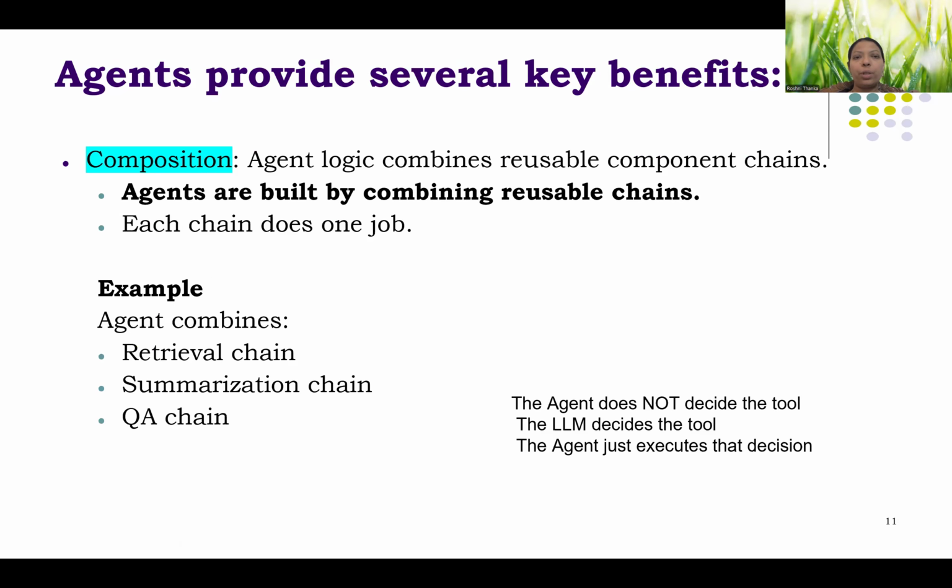The next key benefit is composition. The agent knows how to combine or reuse the chains. Chains means a bigger task is split into small subtasks. The agent knows how to reuse or combine the different chains to give better results. So agents are built by combining reusable chains, where each chain does one task. For example, the agent will combine a retrieval chain, then a summarization chain, then a question answer chain. Like that, it knows how to do different compositions of these chains, so that we can get a better result. The agent does not decide the tool. The LLM will be deciding the tool, and the agent will be just executing the decision. This is what actually happens in the agent and the LLM.